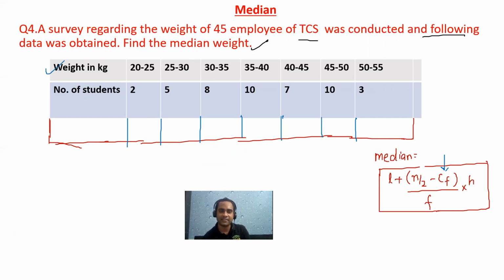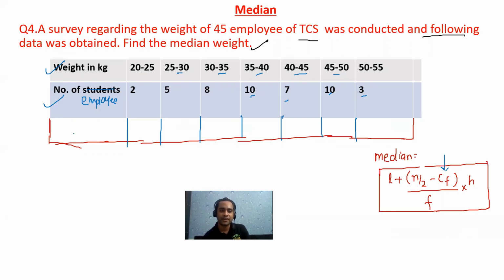So friends, weight in kg is there and number of students is there. In this simple example, between 20 to 25 kg weight there are a total of 2 students. Here, instead of students you can say employees. So there are only 2 employees whose weight is between 20 and 25. There are 5 employees whose weight is 25 to 30. There are 8 employees whose weight is 30 to 35. There are 10 employees whose weight is 35 to 40. There are 7 employees whose weight is between 40 to 45. 10 employees 45 to 50, and 3 employees 50 to 55.